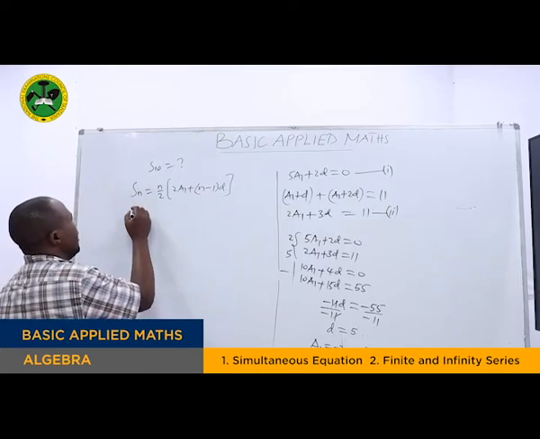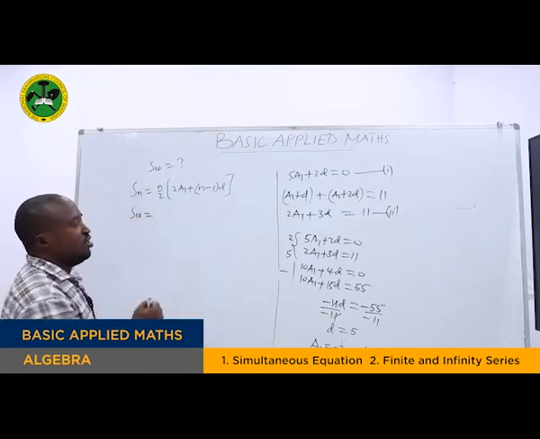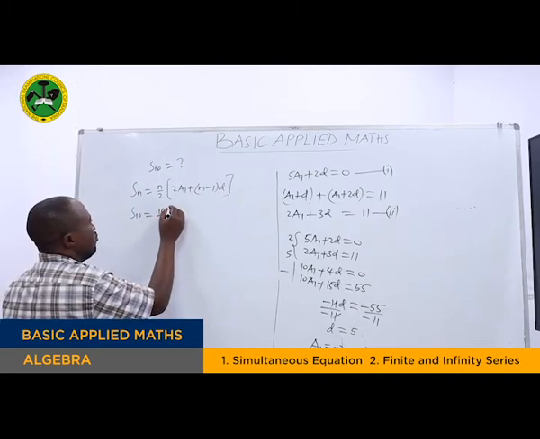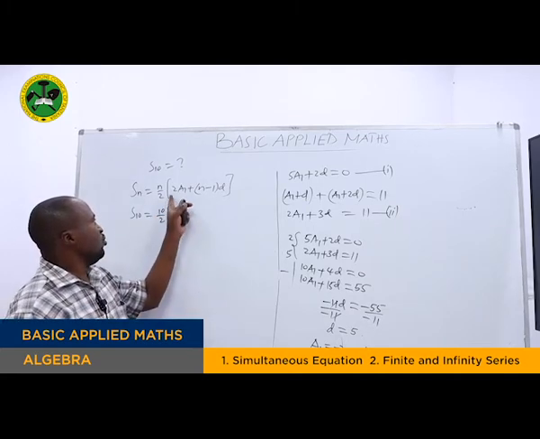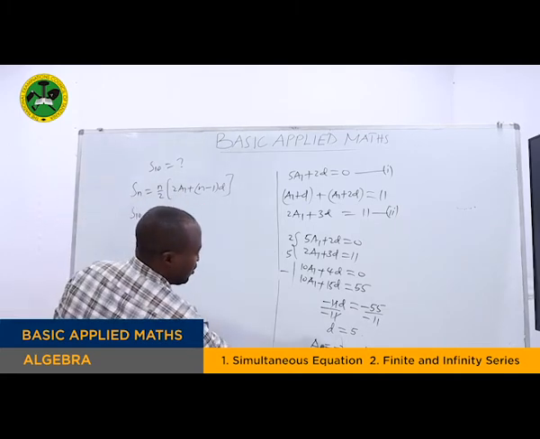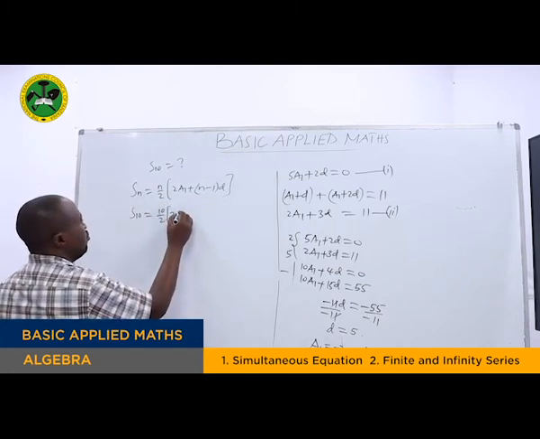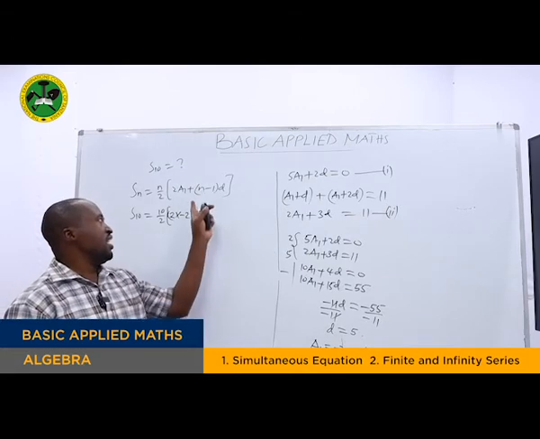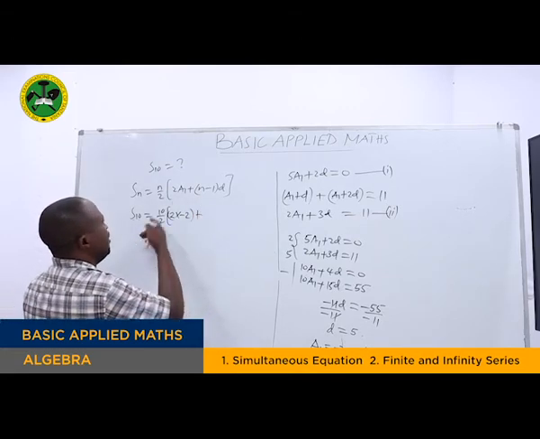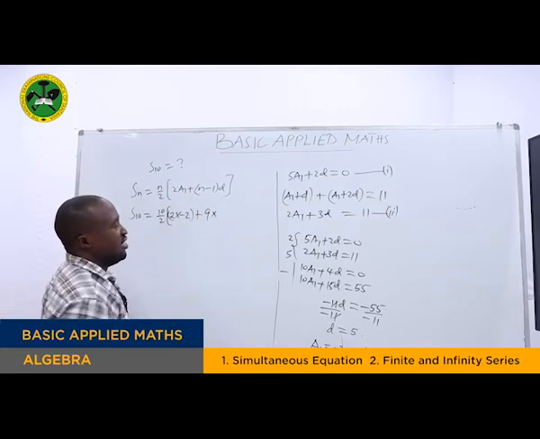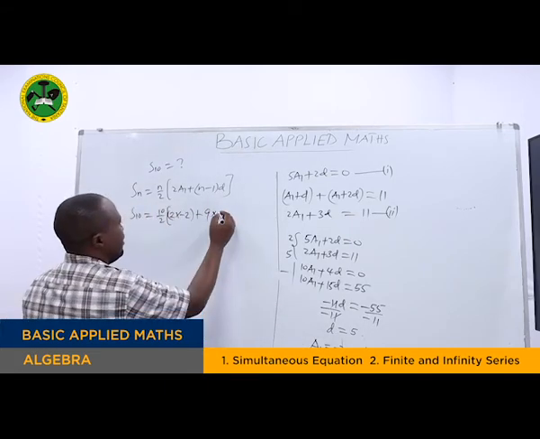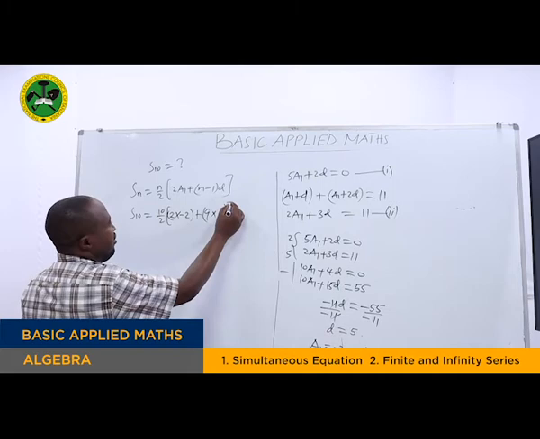So we have S of 10 is equal to N over 2, that is 10 over 2, bracket of 2 times A1. Remember, A1 is negative 2. So it's 2 times negative 2. Then plus, followed by N minus 1. So we have 10 minus 1, that is 9, times the common difference D, which is 5.